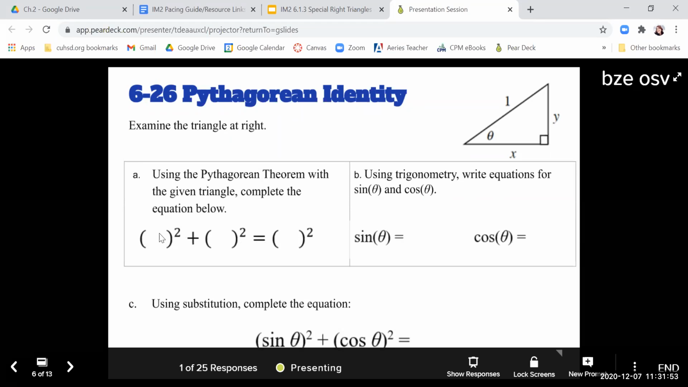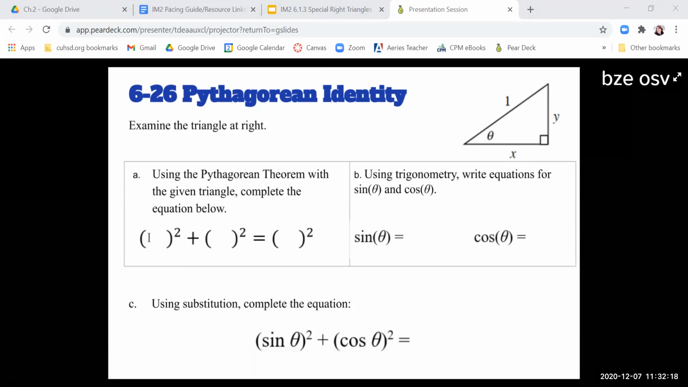So remember, the Pythagorean theorem is a squared plus b squared equals c squared. But if we don't have a, b, and c, we can use whatever numbers or variables are given to us. It's our leg squared plus leg squared equals hypotenuse squared. So in this triangle, it's x squared plus y squared equals 1 squared. That's right. I see several people have done that already, so I'm going to go ahead and put those in there. So this is an x, and this is a y, and this is a 1.